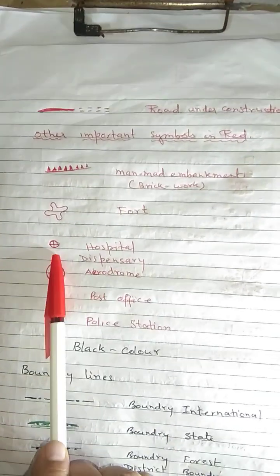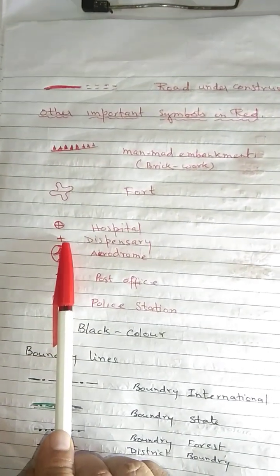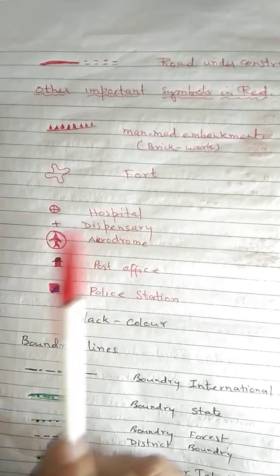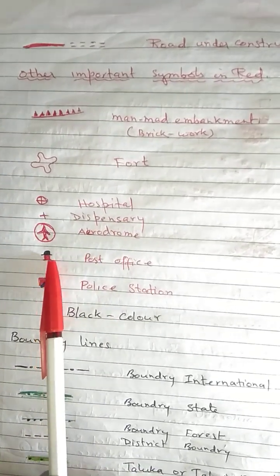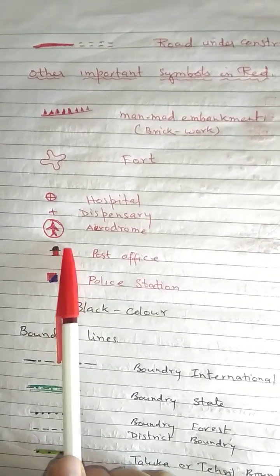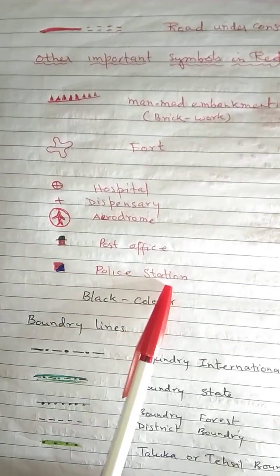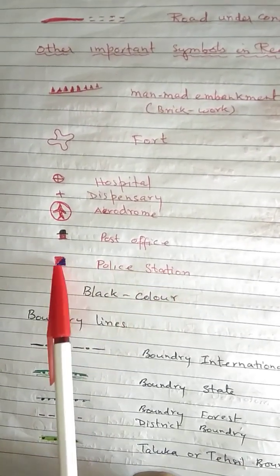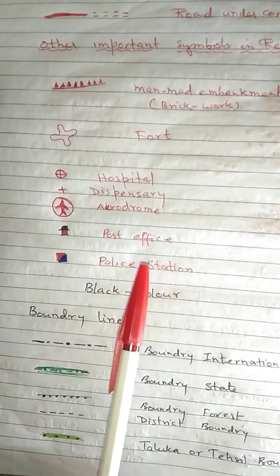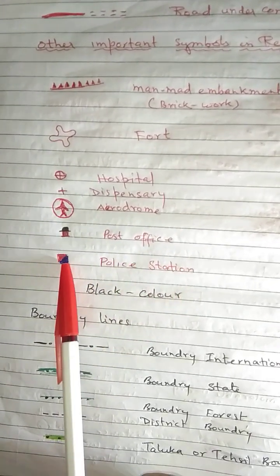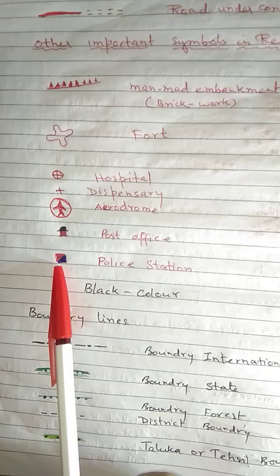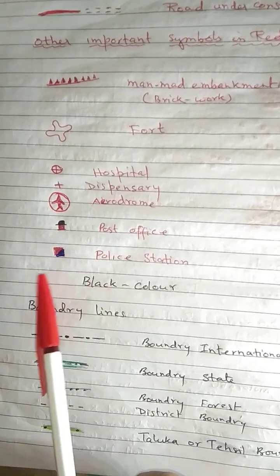Then we have hospitals in red. We have dispensary. We have aerodrome. Post office will be like a post box. The upper top would be black and the lower down is red. Then we have a police chowki or police station. It will be shown like this. If it is a police chowki, it will be mentioned police chowki. Here we have blue and red, two triangles making a square in blue and red.